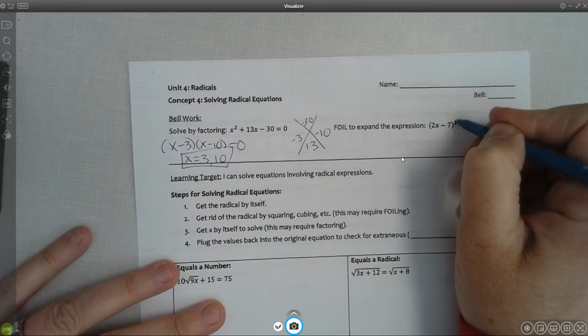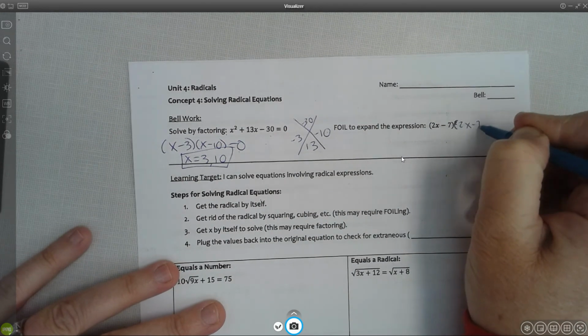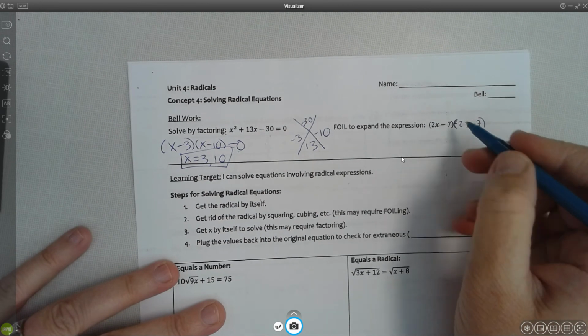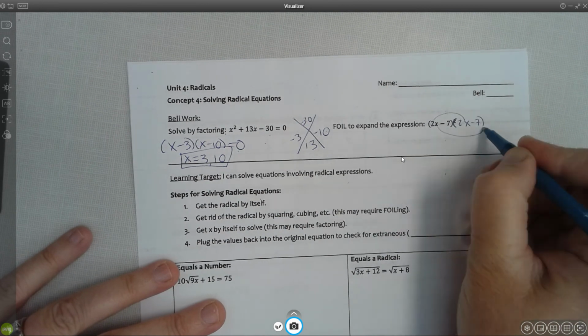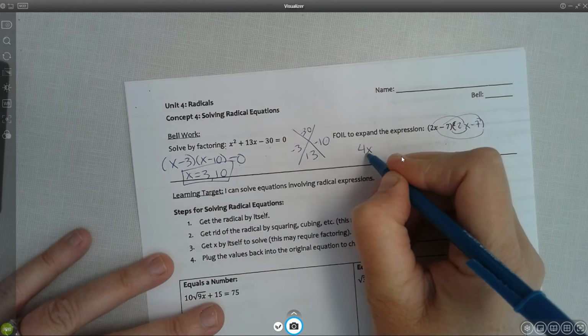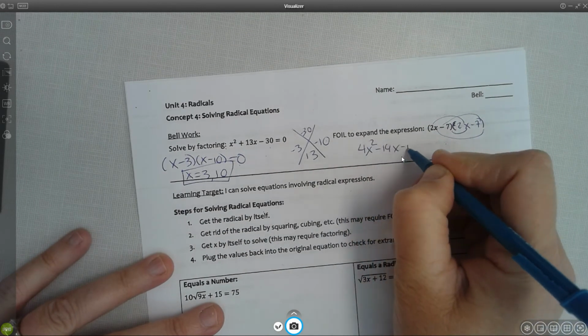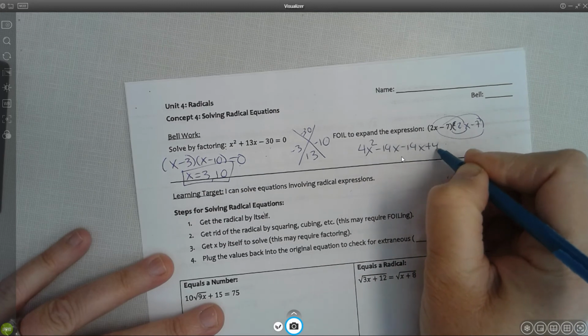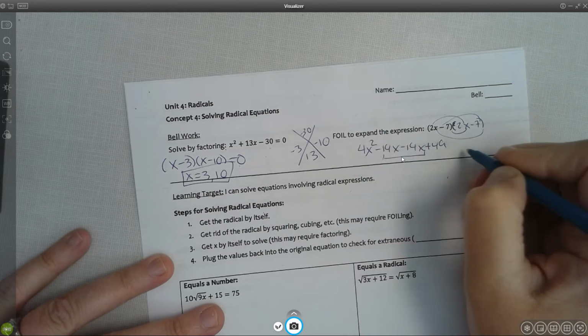Since it's a power 2, remember that means you have to write it twice. Don't just distribute the 2. You have to multiply all 4 of those. You should be multiplying out 4 terms. So you get 4x squared minus 14x. And then combine your 2 middle terms.